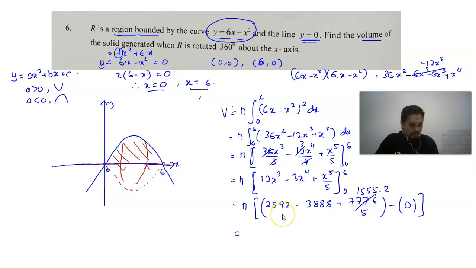Now 2592 minus 3888 plus 1555.2, and it is 1296 divided by 5, pi unit cube. As a solution for question number 6, the first one I chose for this session.